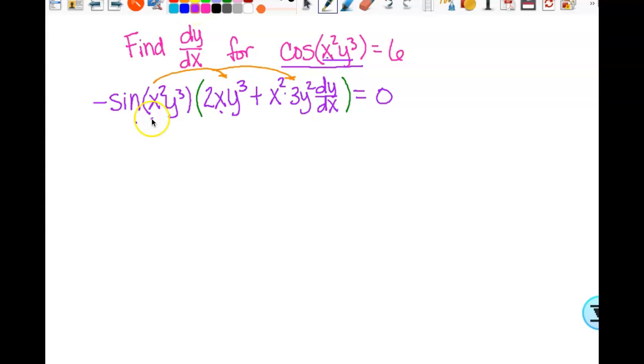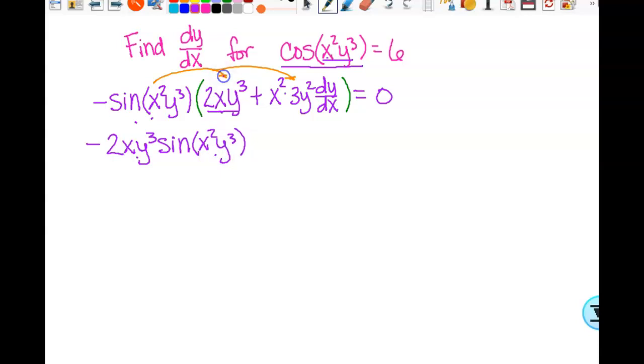So now I'm going to multiply these two terms together, and I'm going to put this 2xy cubed in front of the sign just because that's usually the proper way to write it, but I can put the negative here. So negative 2xy cubed times the sign of x squared y cubed. All I did was distribute that first term into the first term, right? Can I combine this xy with this xy at all? No, that's a big no-no.